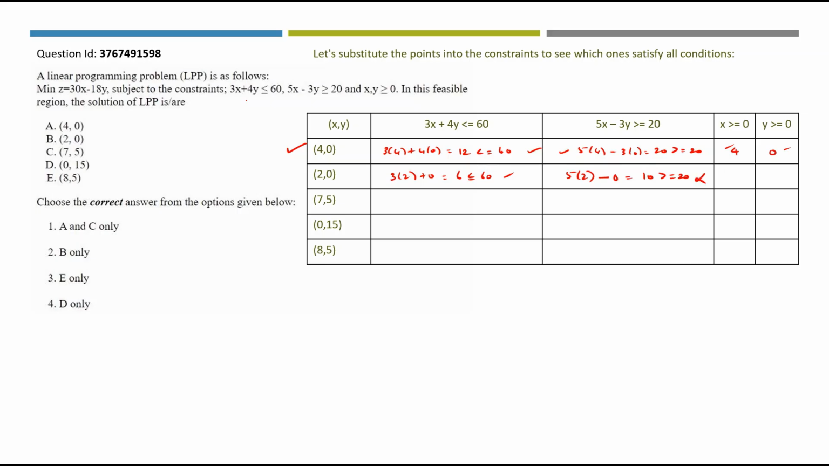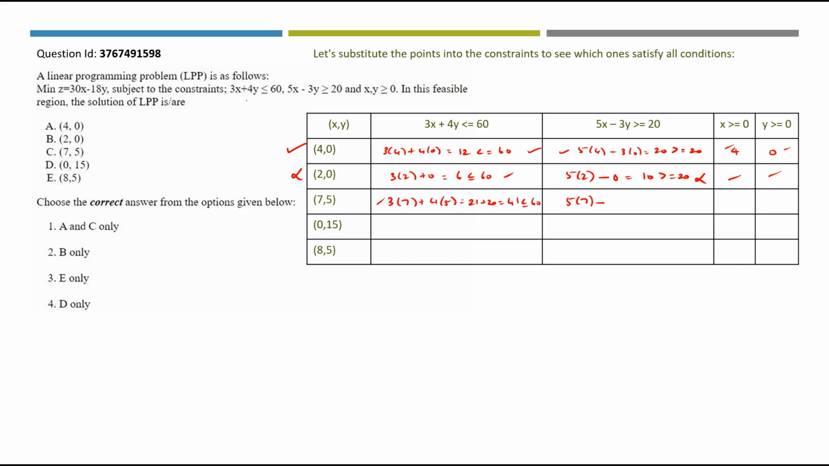This constraint is failing here. X is of course greater than 0 and y is of course greater than 0. But this constraint is getting failed here. So this cannot be taken to the next level. What about 7, 5? 3 into 7 plus 4 into 5. 21 plus 20 will give 41. 41 is less than or equal to 60. Yes, it is right. What about next constraint?